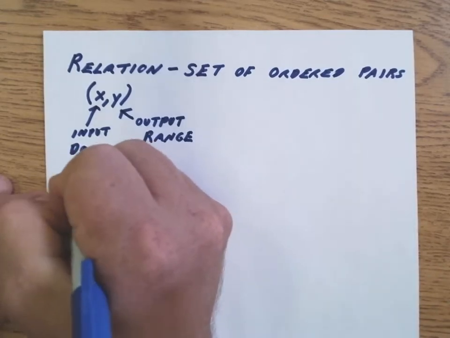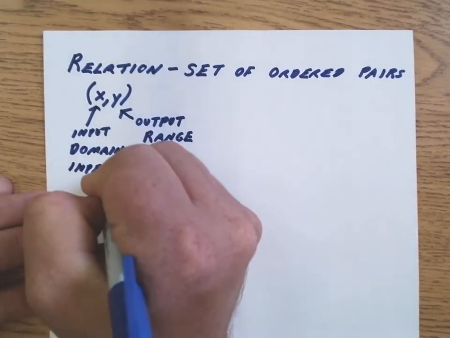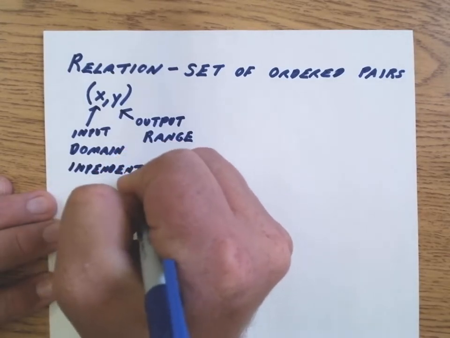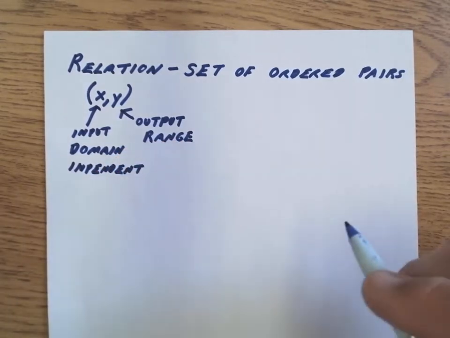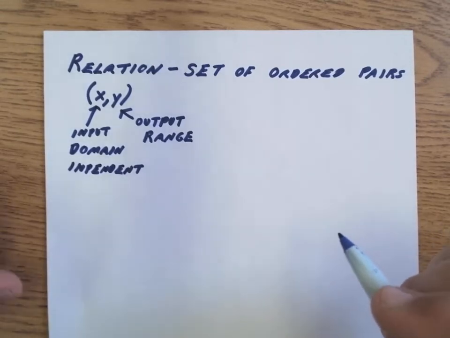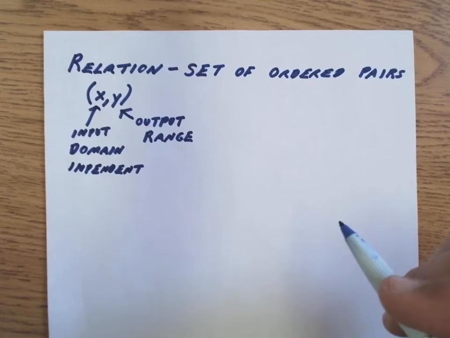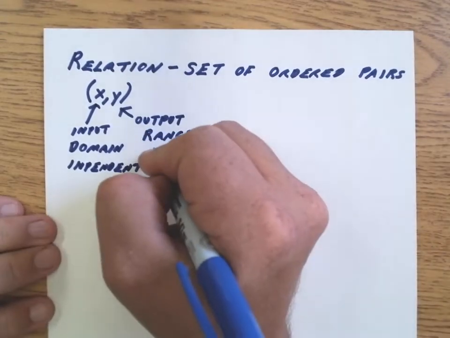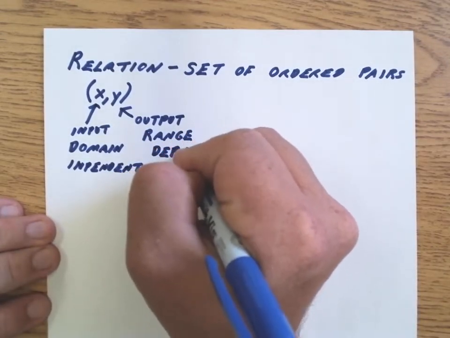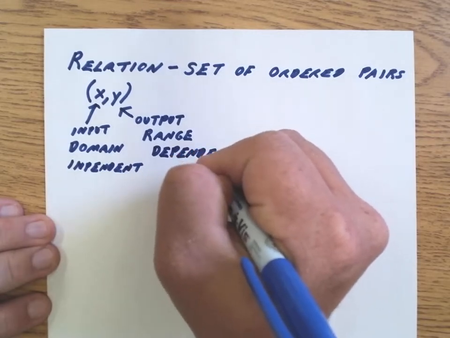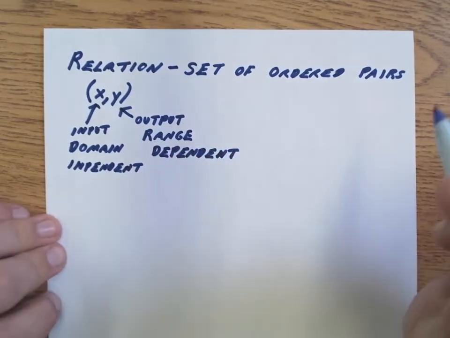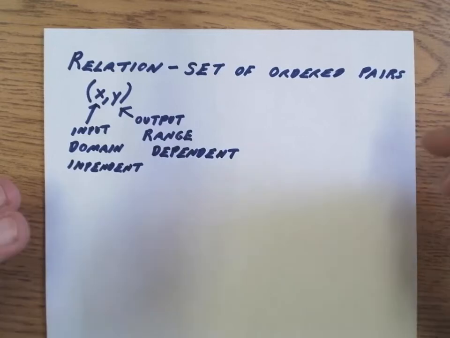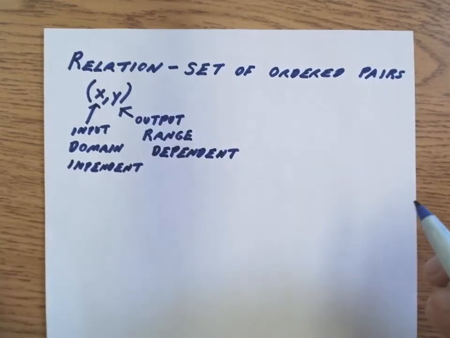But we can also think about this. Think of x as independent. If I gave you a certain number for x, doesn't matter what number you pick, 7, the y value is dependent on the x value. And so another word for the range, the output, the y, is dependent.